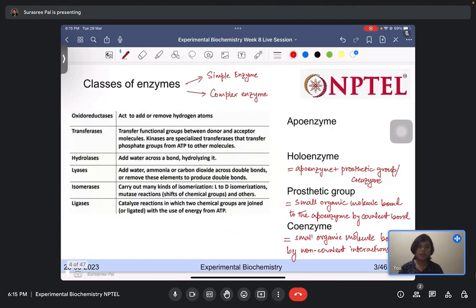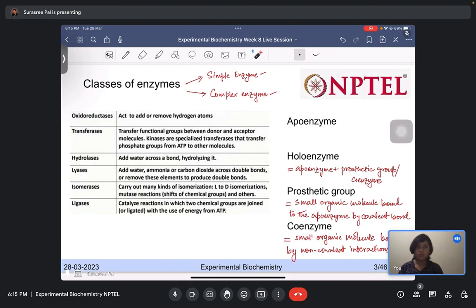Now let's look at what are the different types of enzymes. Before going to the classes of enzymes, first let's talk about the two types of enzymes which are known as simple enzyme and complex enzyme. So what is simple and what is complex enzyme? A simple enzyme is an enzyme that is a whole protein, but a complex enzyme is an enzyme where there is a small organic molecule associated with it, which can be called a prosthetic group or a coenzyme.